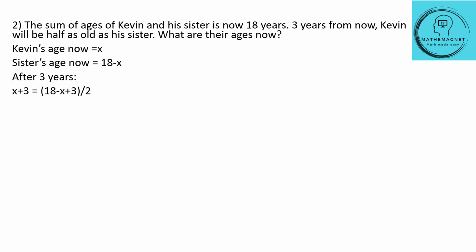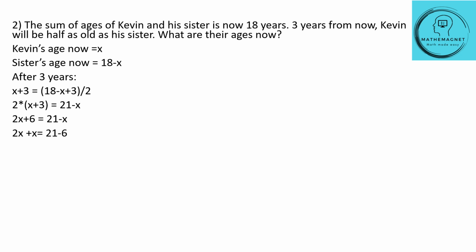After 3 years, it will become x plus 3 for Kevin and 18 minus x plus 3 for his sister. And half of it will become divided by 2. So it will become division operation. Let's take division divided by 2. We'll move it to the other side of the equation. It becomes multiplication. It becomes 2 into x plus 3, which is equal to 21 minus x, which is equal to 2x plus 6 equal to 21 minus x.